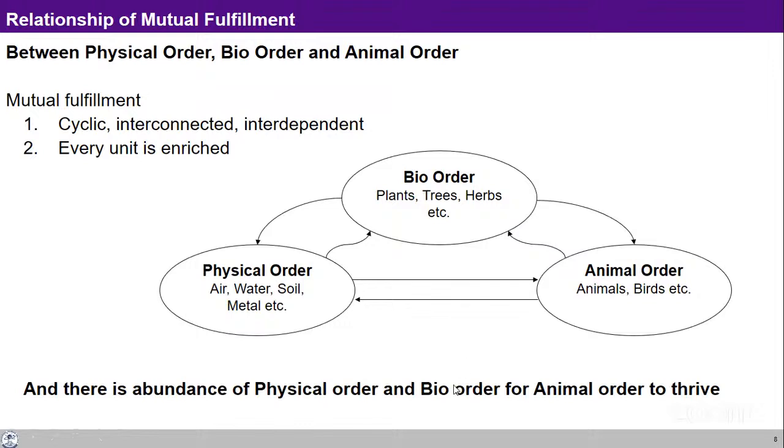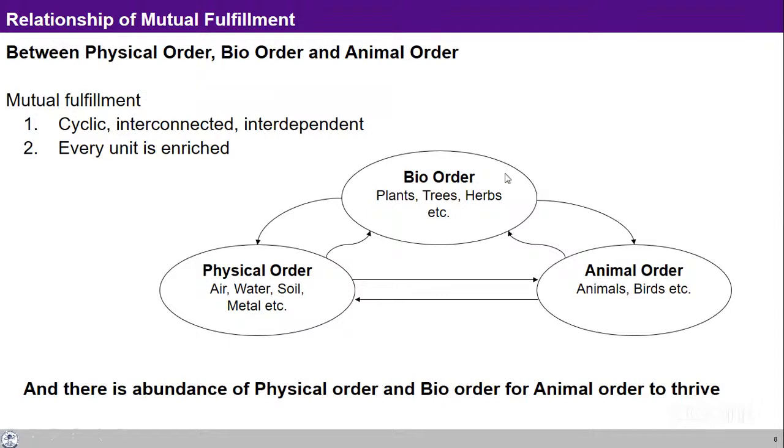With respect to the bio order also, animals and birds help in the pollination process of the plants. The seeds are taken away by the birds and placed in a faraway place. This way, the pollination process is also happening. So the bio order is also getting benefited from the animal order. The animal order, on the other hand, is also taking the plant fruits and leaves for their growth. So the mutual enrichment can be seen between these three orders.